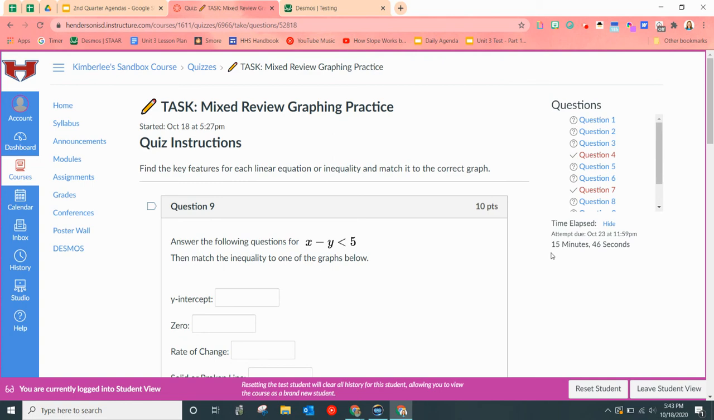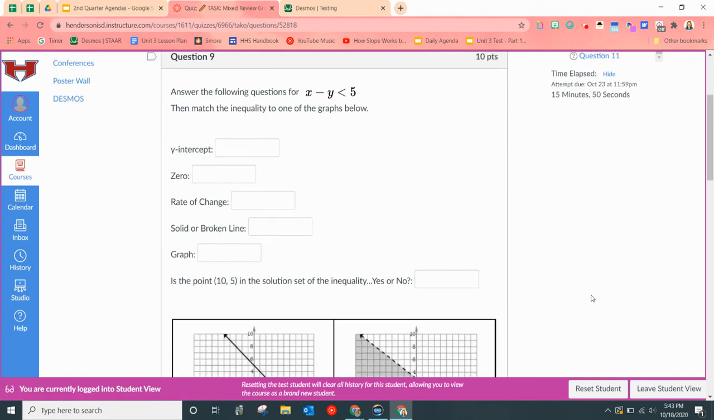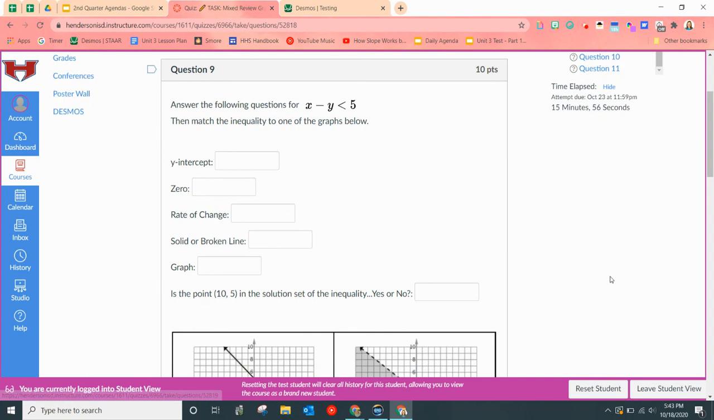Okay, so finish these questions up. I will take a grade on this one, and it's going to tell you at the end the questions you got wrong. You can go back and reattempt them. And you can reattempt it as many times as you need to bring your grade up.